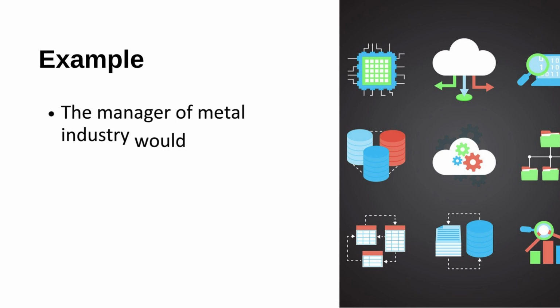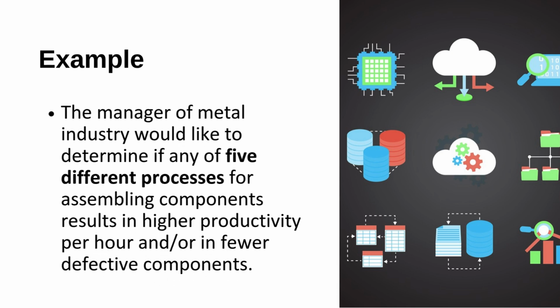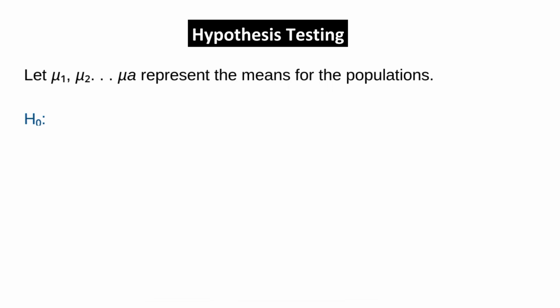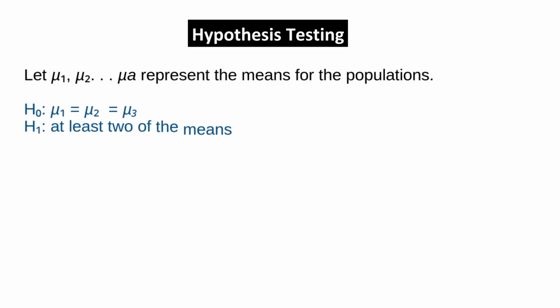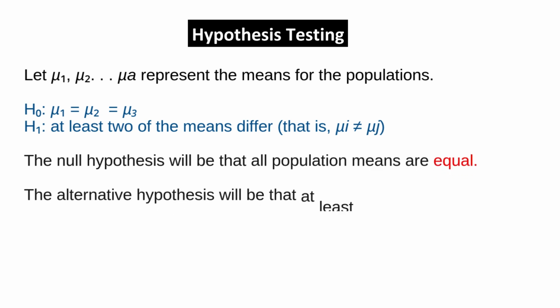For example, the manager of a metal industry would like to determine if any of 5 different processes for assembling components results in higher productivity per hour and/or in fewer defective components. The null hypothesis states that all the population means are equal. The alternative hypothesis states that at least two of the population means are not equal.